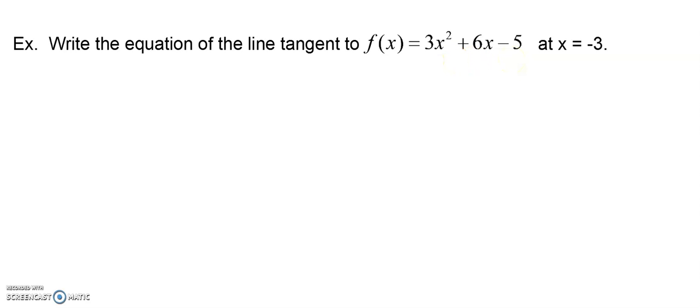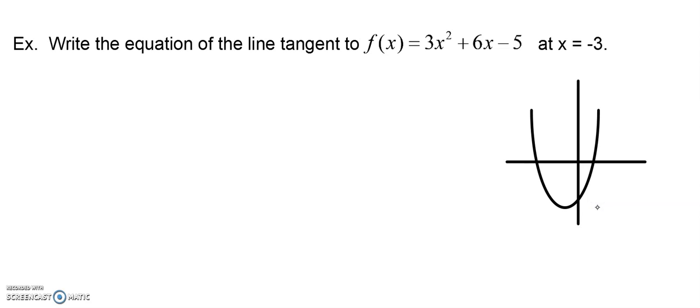I know that this would be a parabola, and its vertex might look something like this. So that parabola, that's not what I want. That parabola would look something like this maybe, okay? And so at x equals negative 3, something like right here, I want the equation of that tangent line, right?